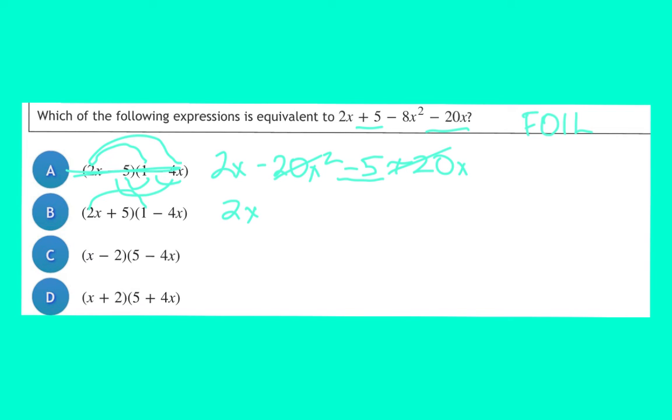2x, negative 8x squared, plus 5, minus 20x. We have everything that we had up here, a 2x and a 2x, a negative 8x squared and a negative 8x squared, a positive 5 and a positive 5, and a minus 20x. So we've already found our solution, but let's go ahead and finish these out to prove they're not the correct solution.